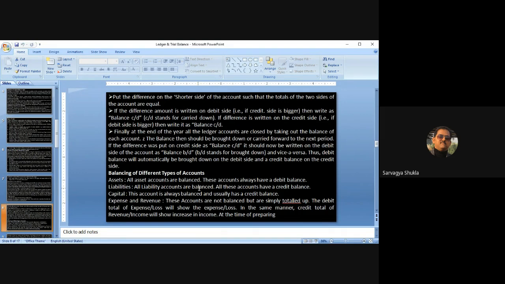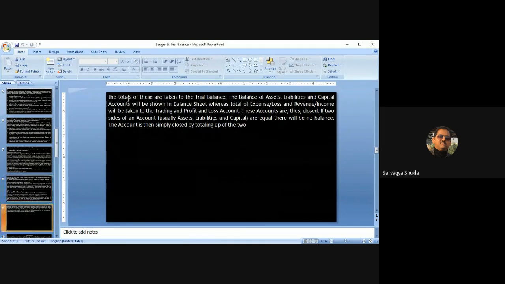Liabilities: all the liability accounts are balanced, and liabilities always have a credit balance. The capital account will be balanced, and as capital is a liability, the capital account has a credit balance. Expenses and revenue: expense accounts will be totaled up. The debit total of expenses and losses will be shown on the debit side. In the same manner, the credit total of revenue and income will be shown as income. At the time of preparing the trial balance, the totals of these are taken to it. The balances of the assets, liabilities and capital accounts will be shown in the balance sheet, whereas the totals of expenses or losses and revenue or income will be taken to the trading account and profit and loss account.